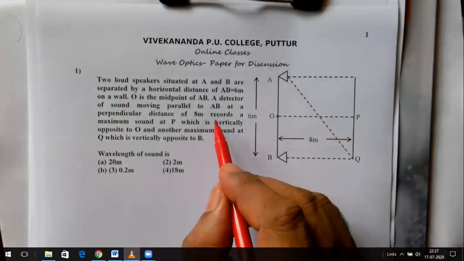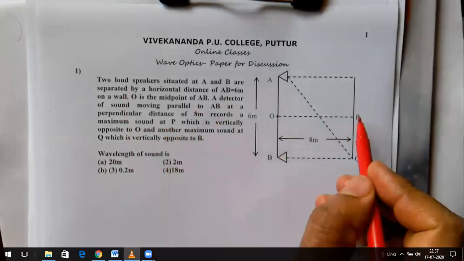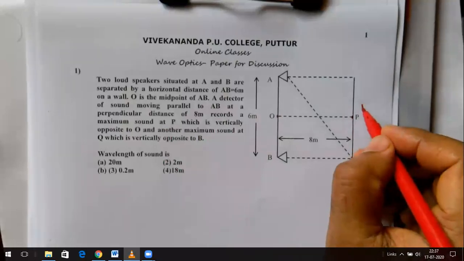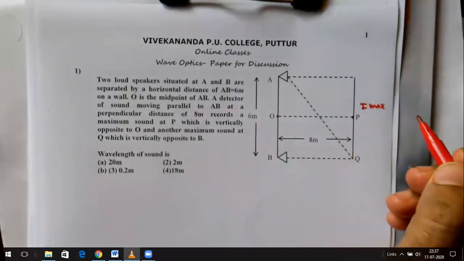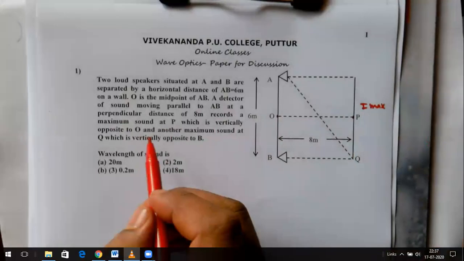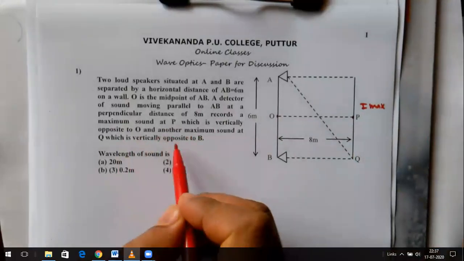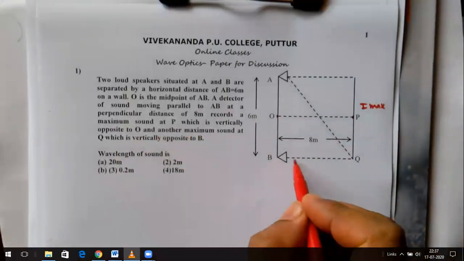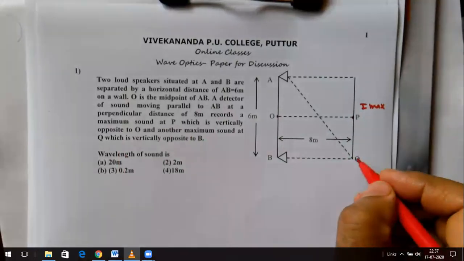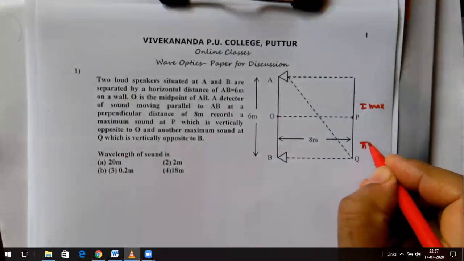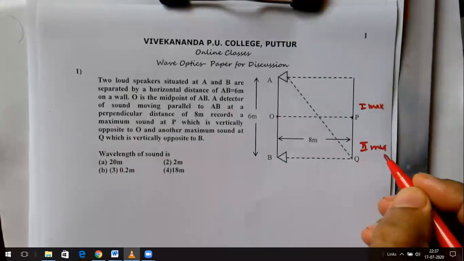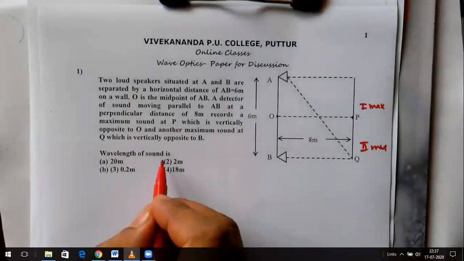The sound detector records a maximum sound at P. So here the first maximum sound is recorded, and another maximum sound at Q, which is vertically opposite to B. So vertically opposite to B, there is another maximum sound recorded. Second maximum is heard here. Now the question is, what is the wavelength of the sound?